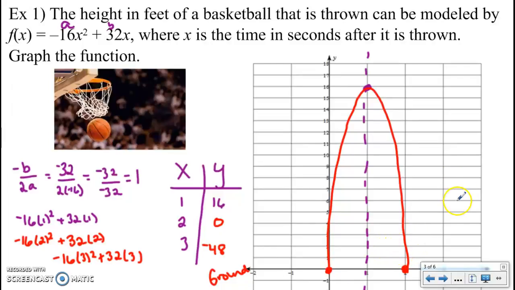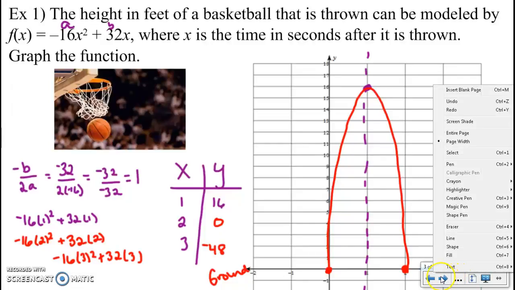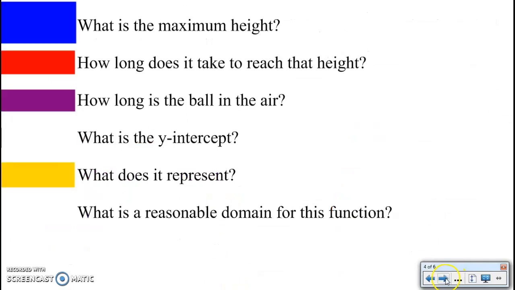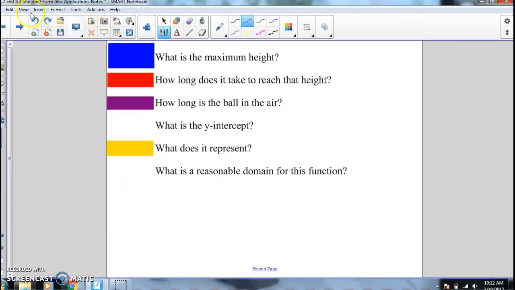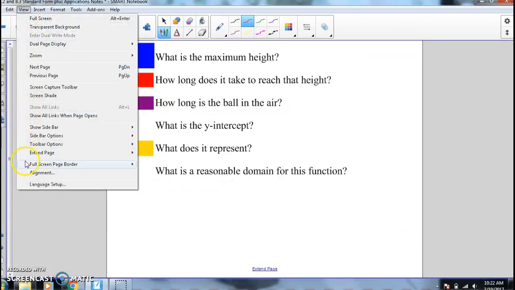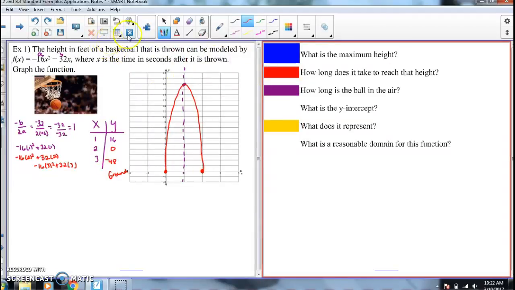Okay, we're actually going to answer some questions about this graph and the equation in the situation. So let's look at those questions. Maximum height, if you look at your vertex, is, let me see if I can change this view. Okay, let's look at that full screen. Okay, maximum height, we're going to look at our vertex, and it's going to be the y value there. Okay, so this is the time here, this is the height here. So we are going to say that our maximum height is 16 feet.